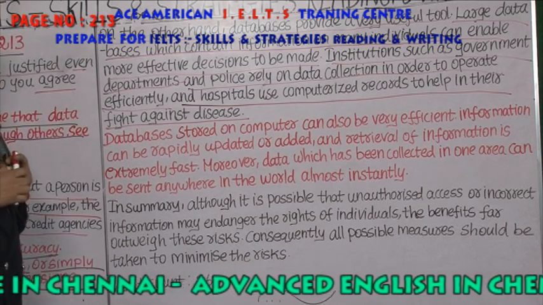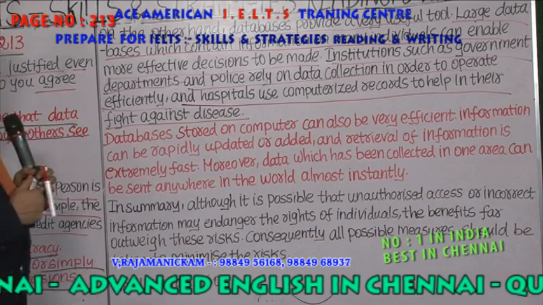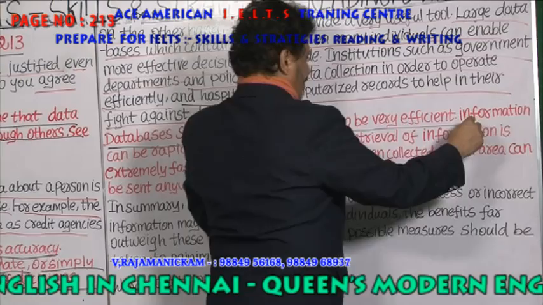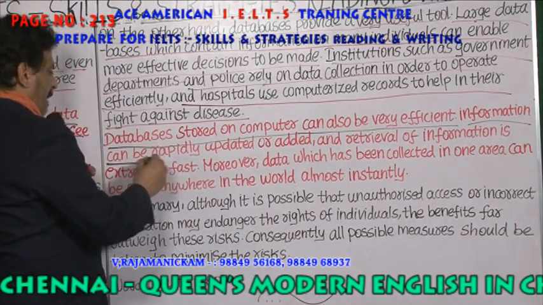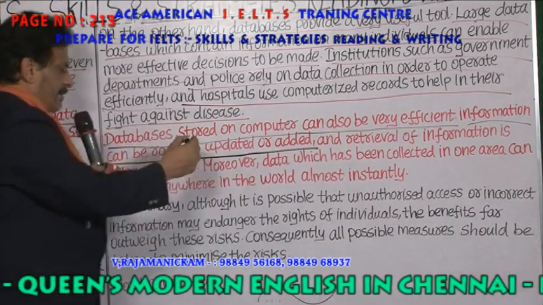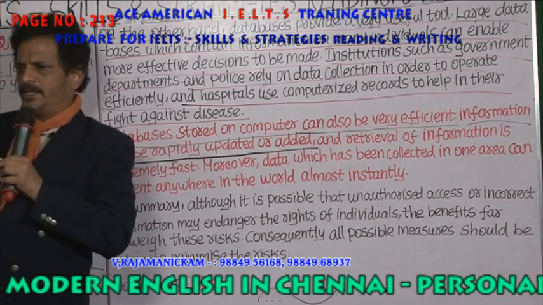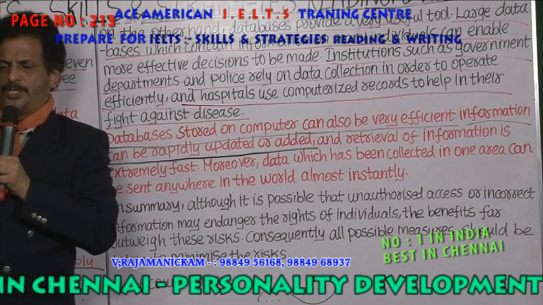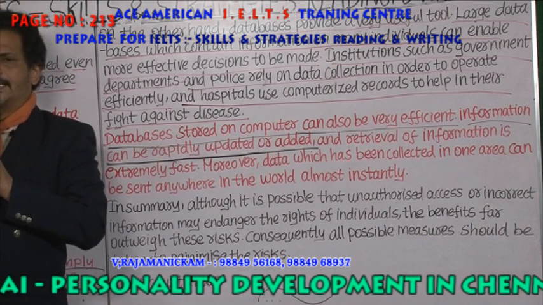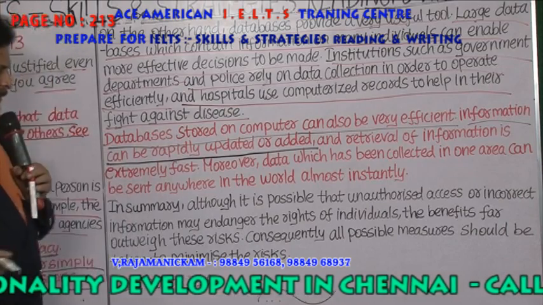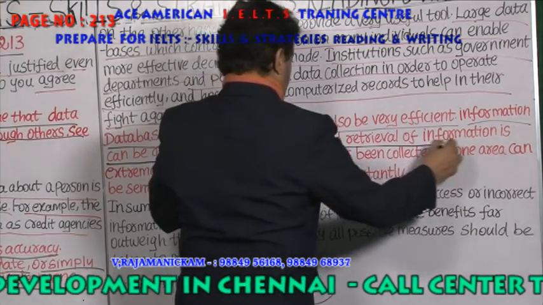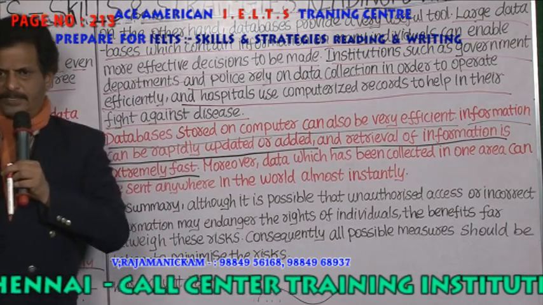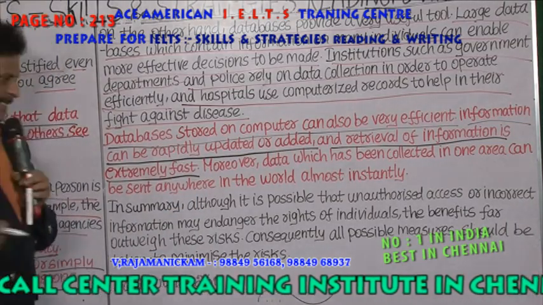Now coming to the next paragraph. Databases stored on computers can also be very efficient. Information can be rapidly updated or added. Rapidly updated means what? Already the old information is there. If you want to add some new details, you can upload them, you can add them, and it can be updated. And retrieval of information is extremely fast. Through the computer data, you can get the information very quick and fast.